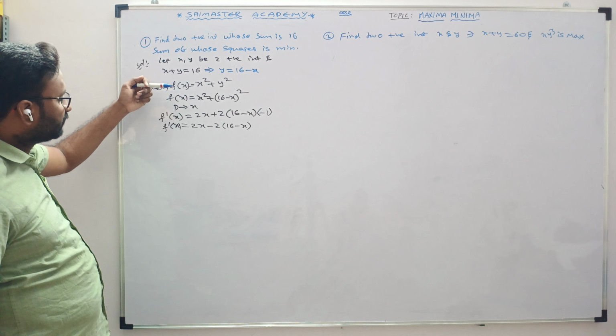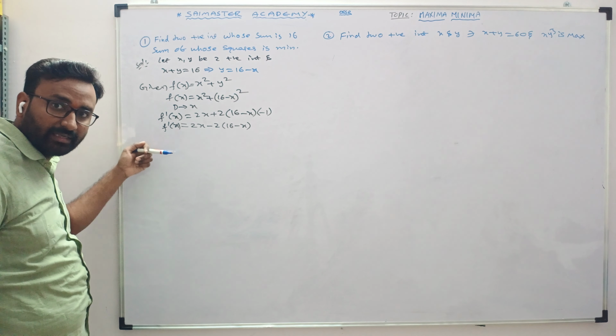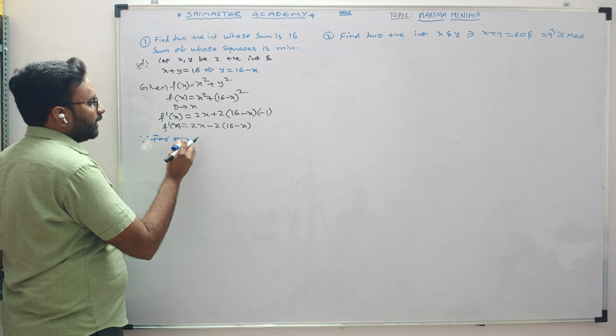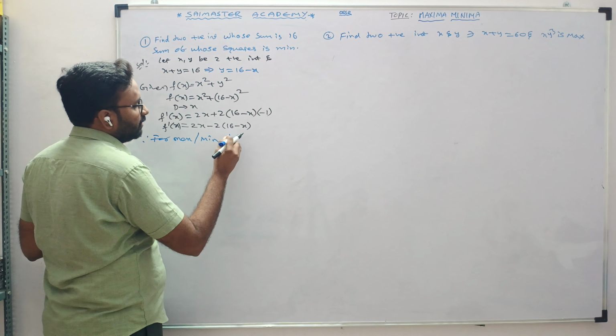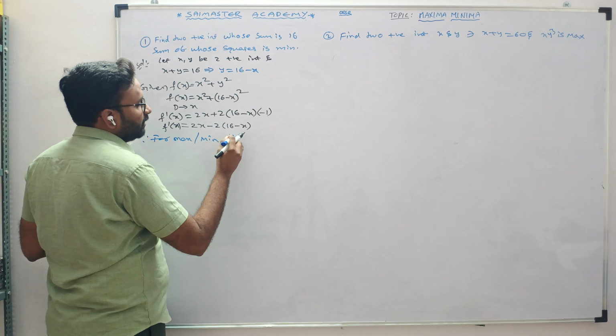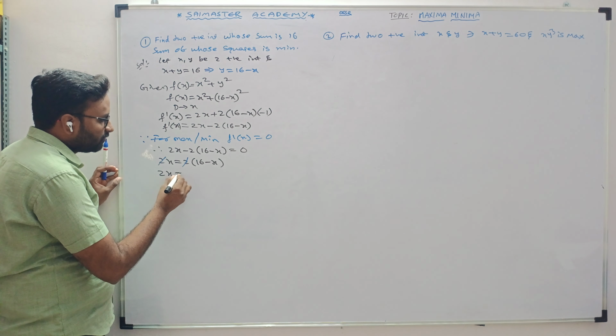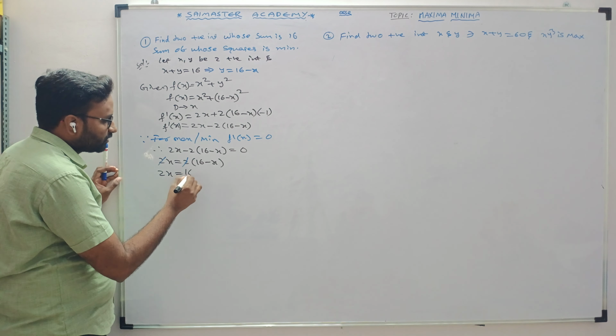Steps: first the function, then the first derivative, then make the first derivative 0. For maxima or minima, f dash of x is equal to 0. Therefore, 2x minus 2 into 16 minus x is equal to 0. Taking that side, 2x is equal to 2 into 16 minus x. The 2s on both sides cancel. Now this minus x I am taking to this side. Then x plus x will be 2x is equal to 16. Then x is equal to 8.